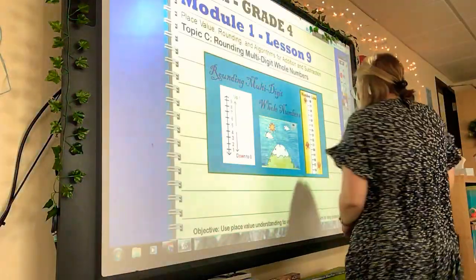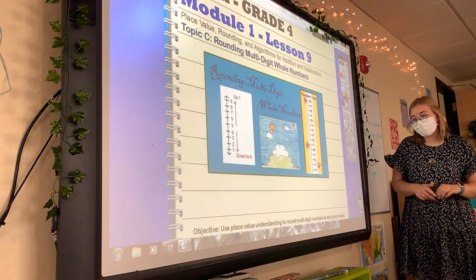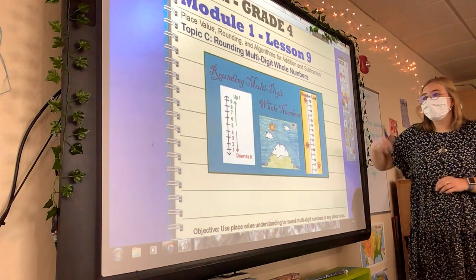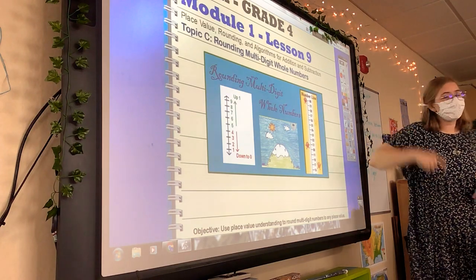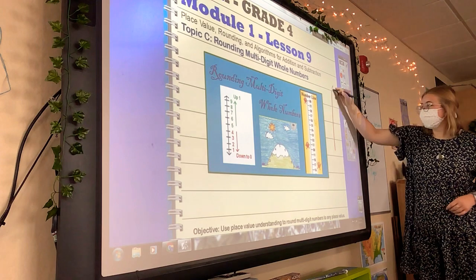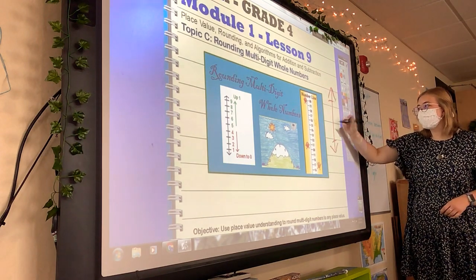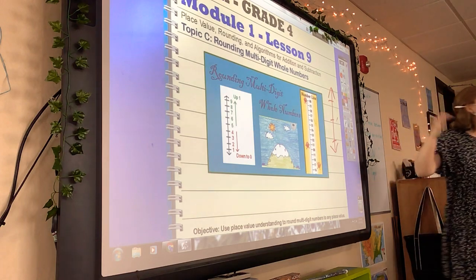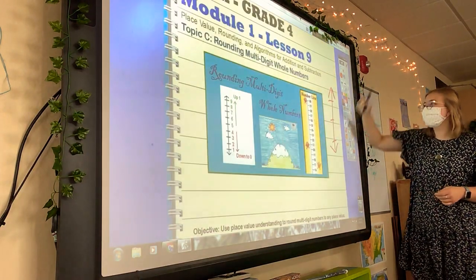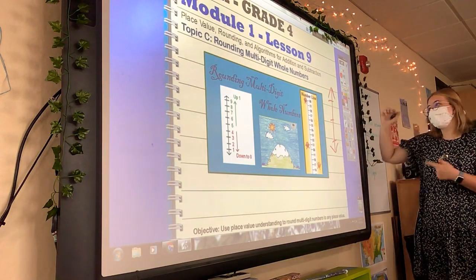Cool. So this is lesson 9. We're going to use place value understanding to round multi-digit numbers to any place value. Okay? So last week we were using the vertical number line, which kind of looks like this, right? We were setting up our end point, our top point, and then our midpoint, and rounding numbers to the nearest thousand. Okay, so we're going to do something similar, but we're actually going to ditch the vertical number line today too. So we're going to be doing it without that tool.